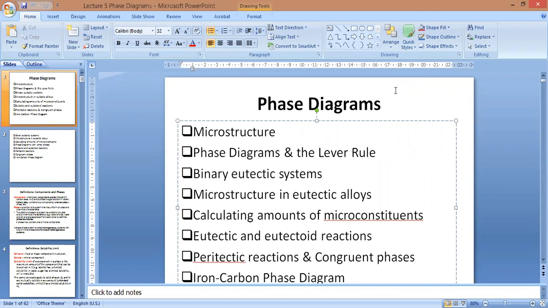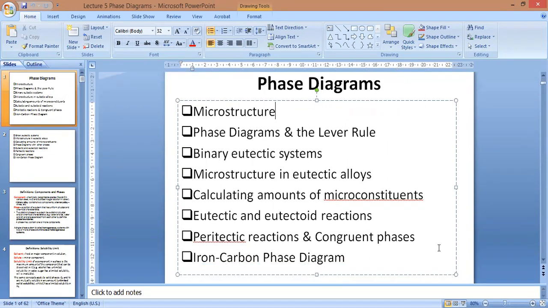Okay, so we move to phase diagrams. We're going to look at these points here that are listed on this slide. So we'll go step by step.